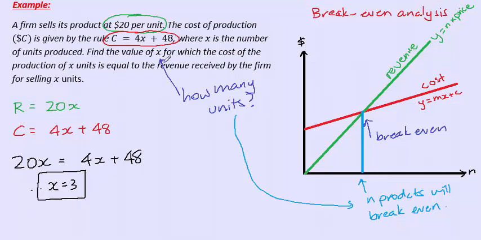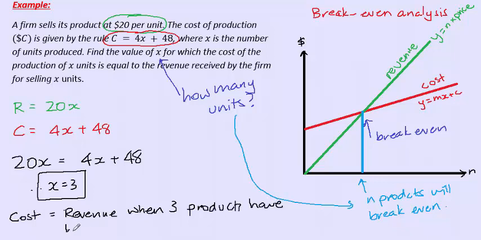So what I will write here is: find the value for the cost to be equal. I'll write: cost will equal the revenue when 3 products have been made and sold. And there's my answer for my cost revenue analysis.